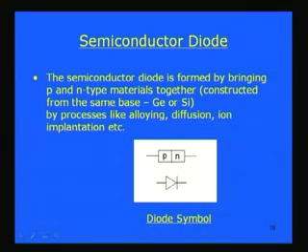And the processes which are used for this type of semiconductor diode formation are generally alloying, diffusion or ion implantation. So, the symbol for a semiconductor diode using a PN junction is this one. So, this side is P and this side is N; this is the diode symbol.